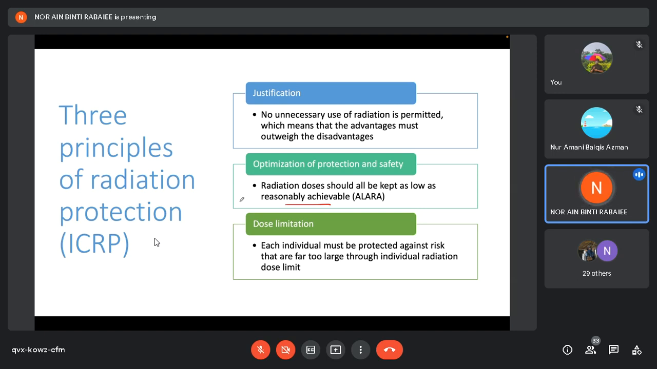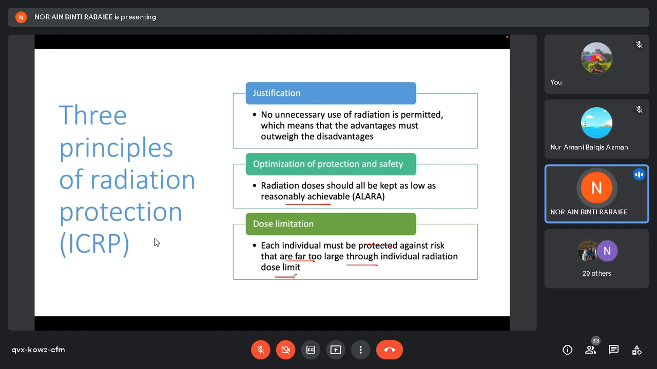And the third principle is dose limitation. Each individual must be protected against risks that are far too large through individual radiation dose limits. So we have dose limitation, and every group has its own dose limitation.